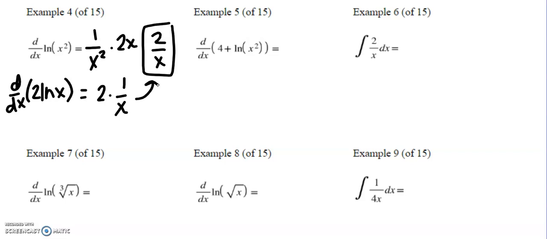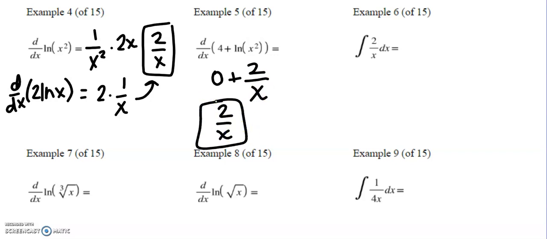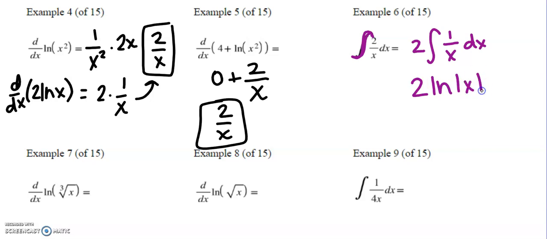All right, well, the next one, take the derivative of 4 plus the natural log of x squared. The derivative of 4 is 0, and we just did the derivative of the natural log of x squared, which is 2 over x, which means we end up with 2 over x. Well, now then, if I'm taking the antiderivative of 2 over x, I can view that as 2 times the integral of 1 over x dx, which means I get 2 natural log of the absolute value of x plus c.